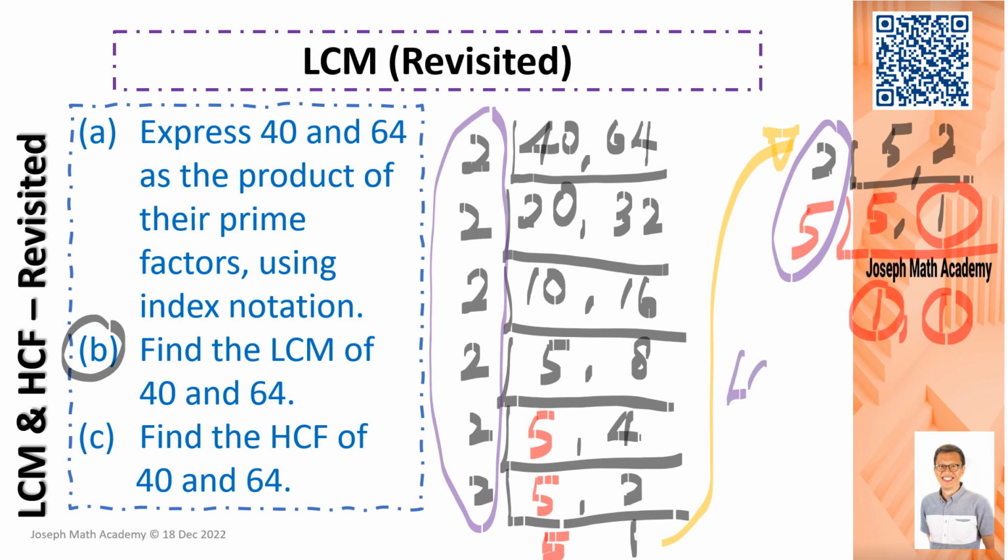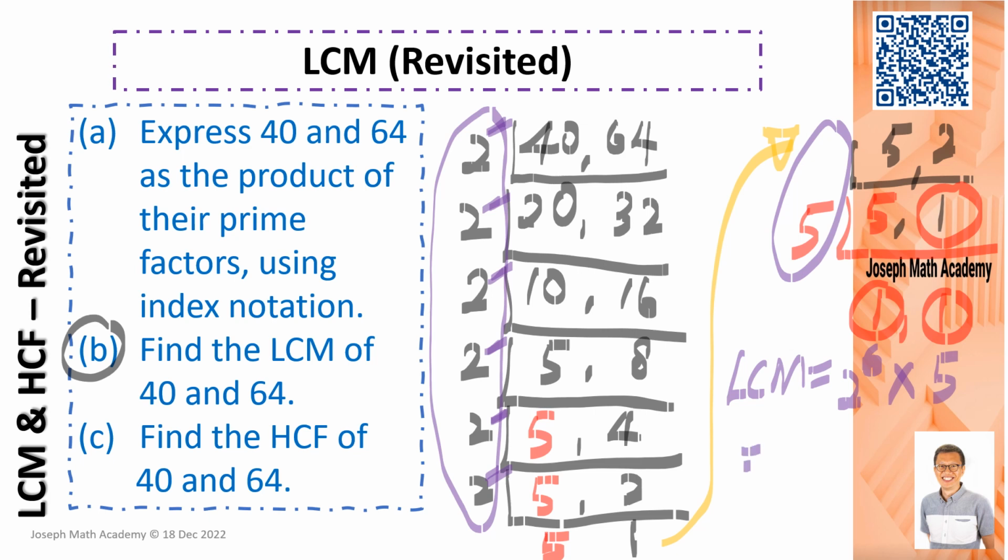So the LCM of 40 and 64 will be 2 to the power of how many? Let's check. 1, 2, 3, 4, 5, 6, 7. Not 7, my apology. This is a repeat, so we cannot count this. All right, let's count again. 1, 2, 3, 4, 5, 6. To the power of 6, and then we have a 5. So the LCM of 40 and 64 is 2 to the power of 6 times 5.